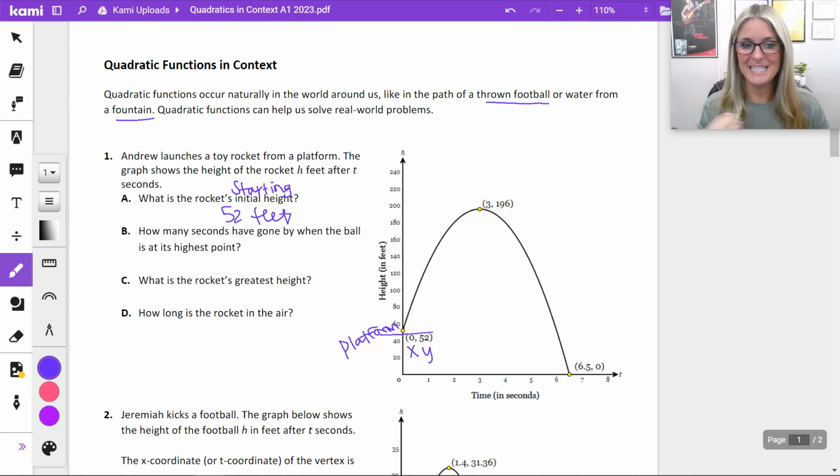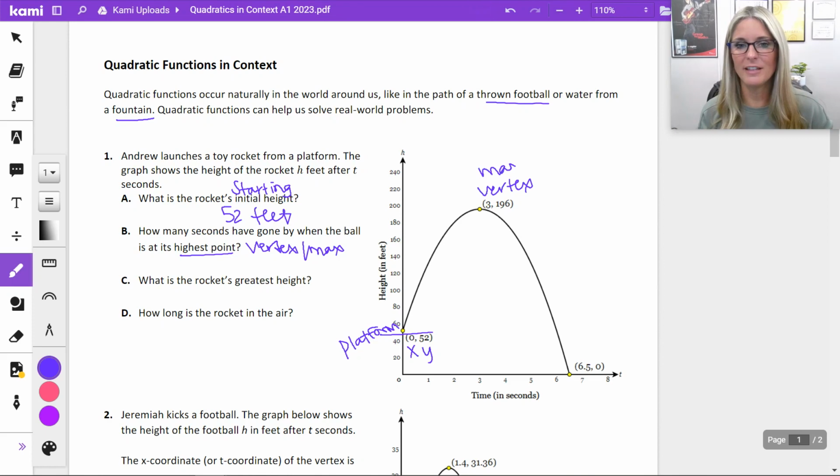Question B, how many seconds have gone by when the ball is at its highest point? What would that represent? Our vertex or our maximum point here? So here's our vertex. It is serving as a maximum for this context. How many seconds have gone by? Looking at our x and y here, it's 3 seconds, 196 feet. So at 3 seconds.